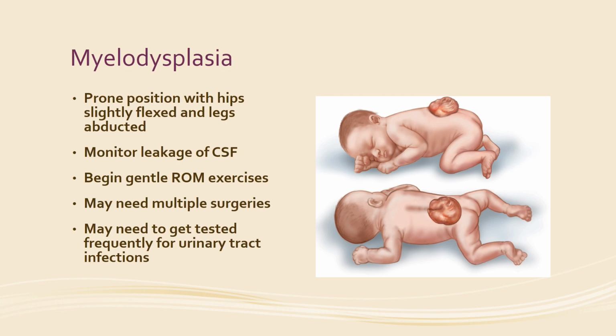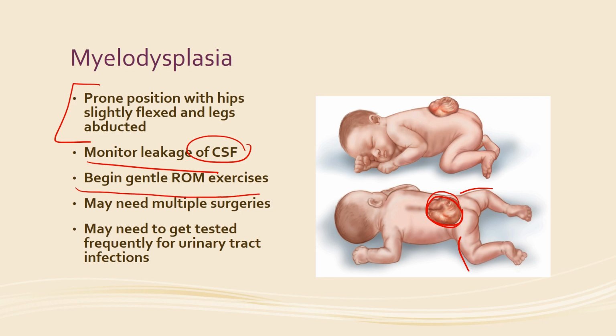So with myelodysplasia, it's better to have their legs in this position right here, so that you can relieve some of the skin around here. It's not stretched so tight, right? So this position is the best. You're going to monitor for leakage of CSF, which is obviously a bad thing. Do some gentle range of motion exercises so that they're not getting stuck in one place, that their limbs are developing well, and just prepare the parents that they may need multiple surgeries, right? They may also need to get tested frequently for urinary tract infections, like I had said.